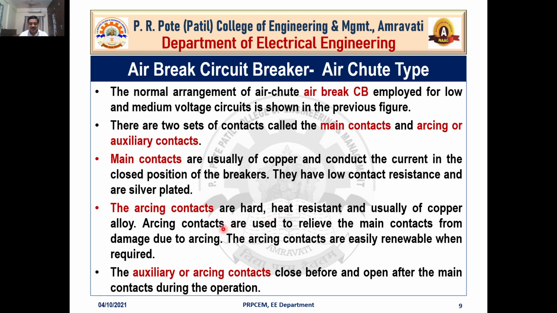The second contact is called the arcing contact, which is hard and heat resistant, and usually made of copper or a copper alloy. Arcing contacts are used to relieve the main contacts from damage during the arcing process, and they can be easily renewed when required. These auxiliary or arcing contacts close before, and open after, the main contacts during the operation of the circuit breaker.